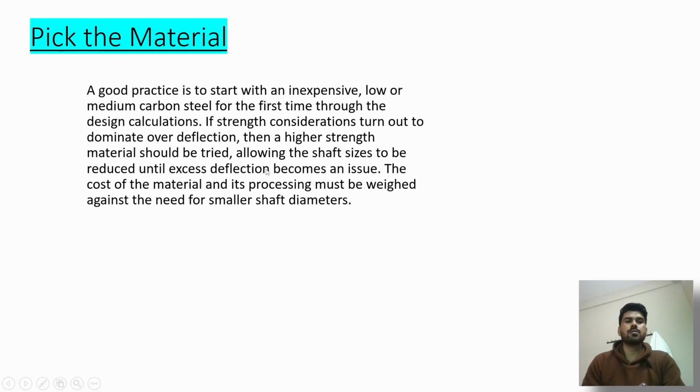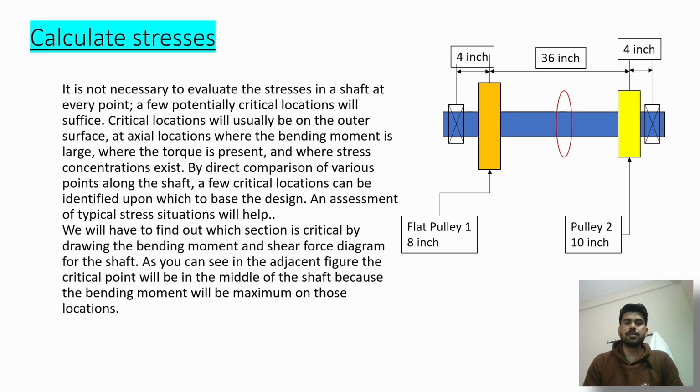Now moving to the next phase, which is pick the material. A good practice is to start with an inexpensive low or medium carbon steel for the first time through the design calculations. If strength considerations turn out to dominate over deflections, then a higher strength material should be tried, allowing the shaft sizes to be reduced until excess deflection becomes an issue. The cost of the material and its processing must be weighed against the need for smaller shaft diameters.